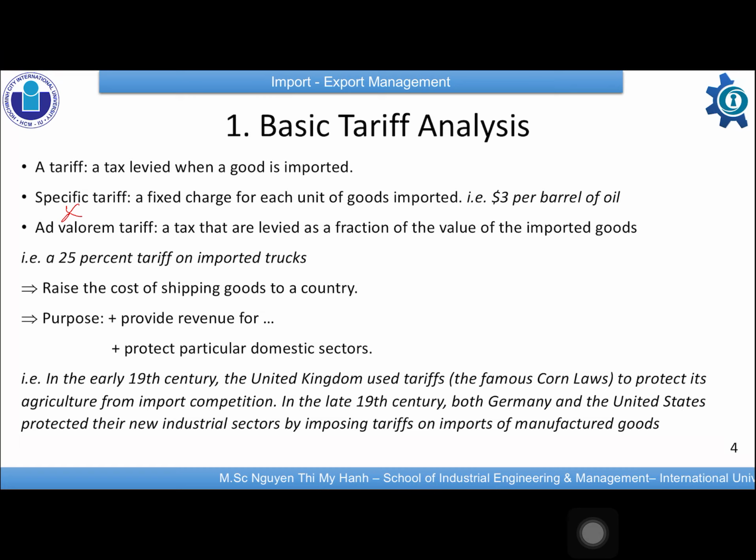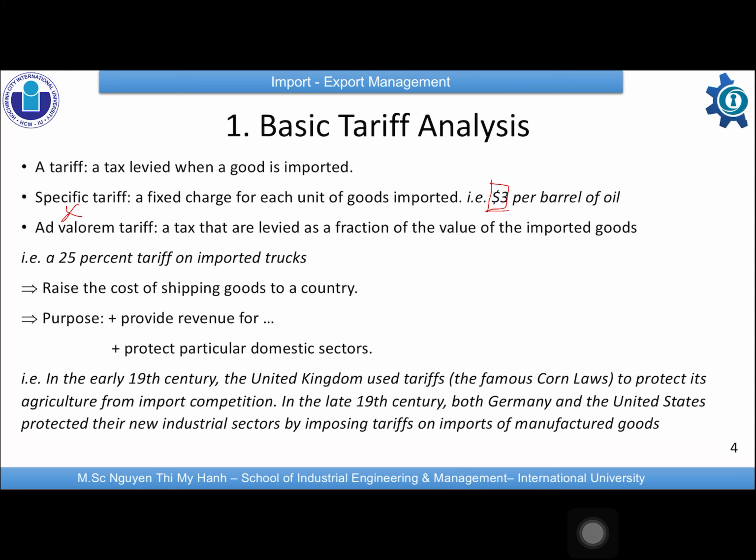A specific tariff is a fixed charge for each unit of goods imported. For example, they will charge $3 per barrel of oil. So it's a fixed number. When they give out a fixed number like this, we call it a specific tariff.